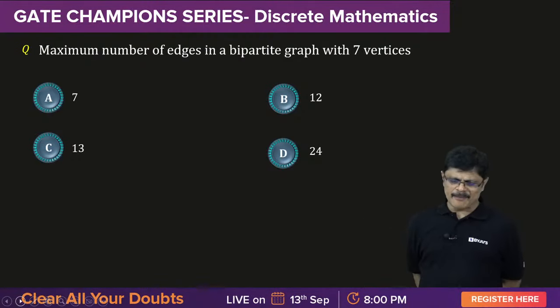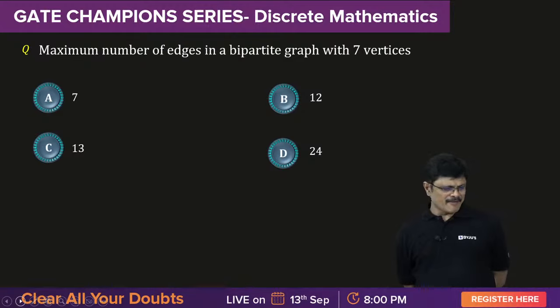Maximum number of edges in a bipartite graph with 7 vertices. Anant Mohan, option is B.